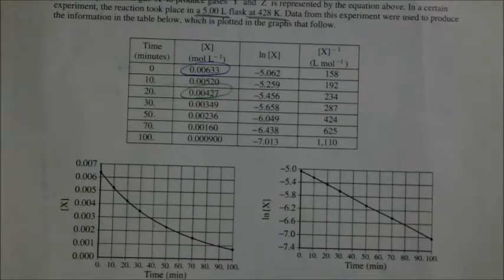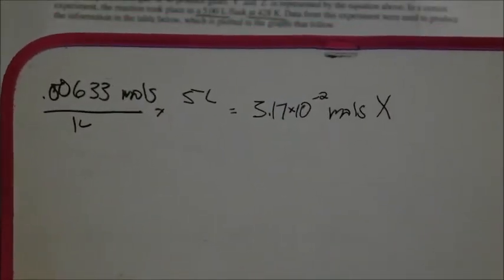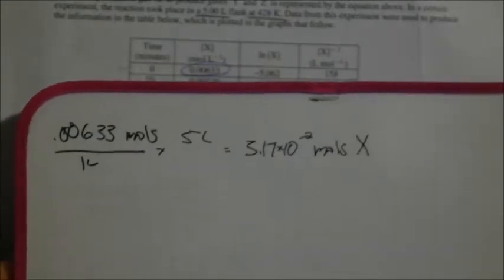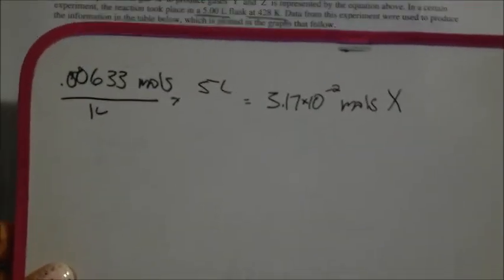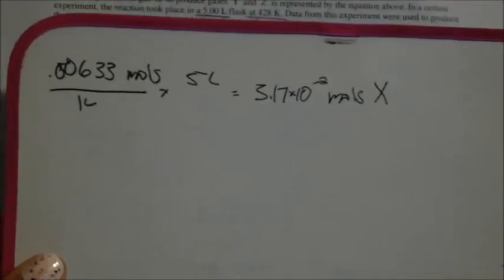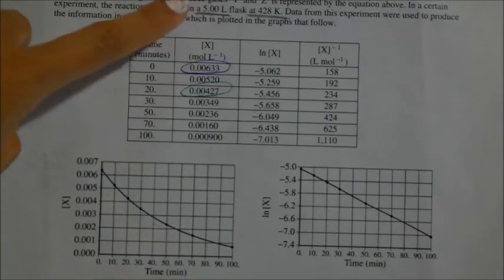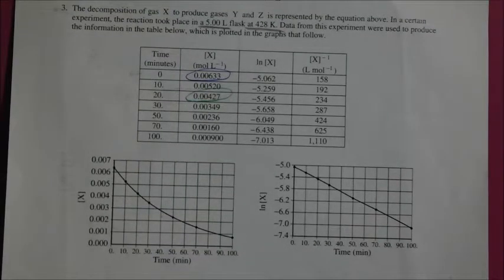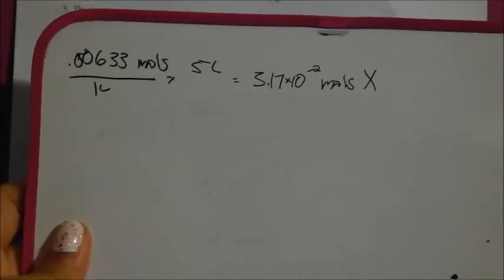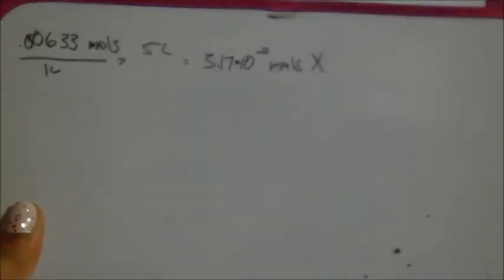And that equation should look like this, where you take the 0.00633 moles, which is the number represented at 0 minutes, which is the initial concentration of X, and then put it over 1 liter, and then multiply all that by 5 liters, which is given for the flask. It says in the problem, right there. And what you should get from that is 3.17 times 10 to the negative 2 moles of X initially in the flask.